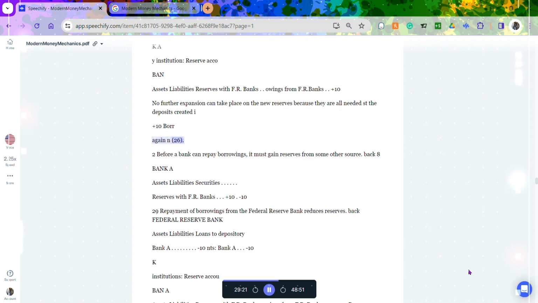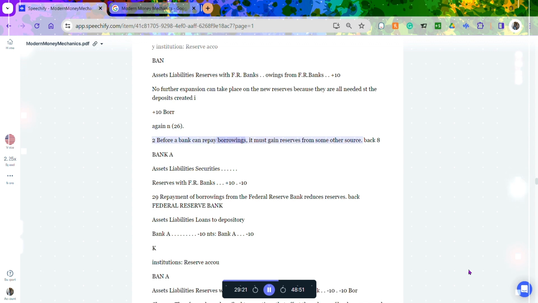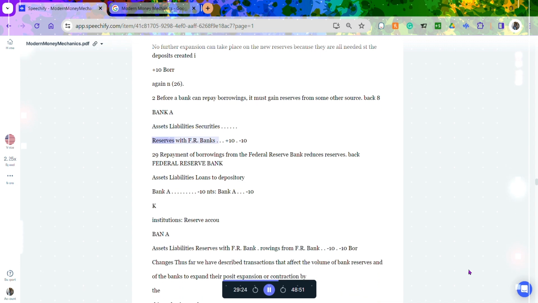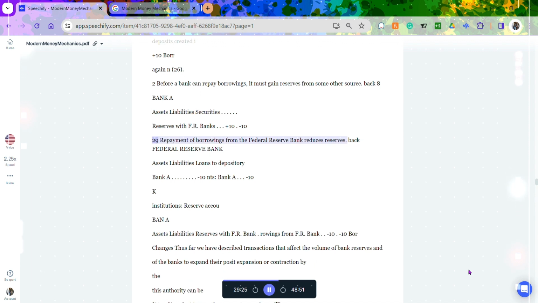26. 2. Before a bank can repay borrowings, it must gain reserves from some other source. Bank A assets, liabilities, securities, reserves with FR banks, plus 10, minus 10. 29. Repayment of borrowings from the Federal Reserve Bank reduces reserves.